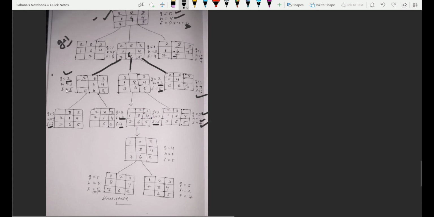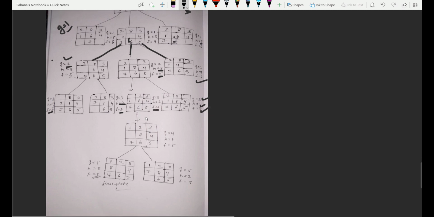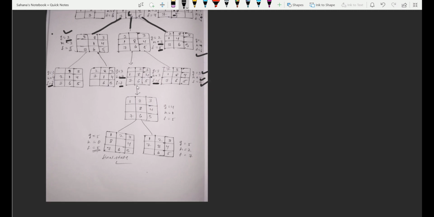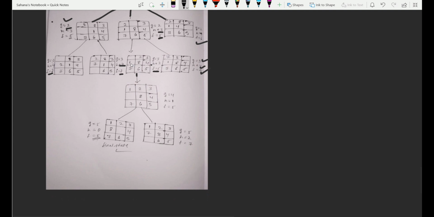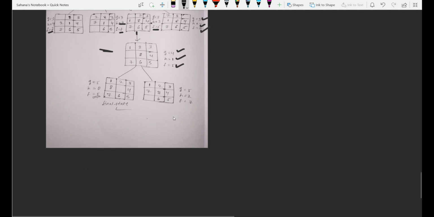In the third level, the lowest f value is 5, so we will explore this table. Then what are the chances? 1 can be pushed upward and that's all. 2 can be pushed left side, but we'll do only 1 upward. Then g, which level? That is the 4th level, so g will be 4, and only 1 is the misplaced tile, and we'll get f as 5. So we will get the final state.